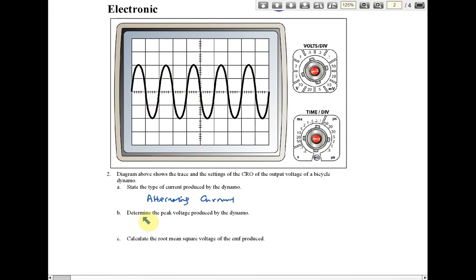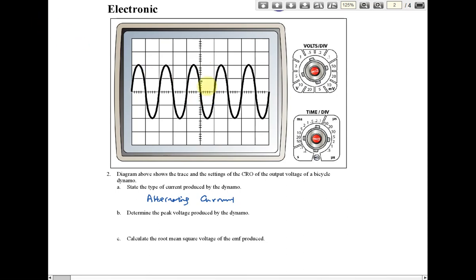B, determine the peak voltage produced by the dynamo. How many volts? The peak voltage? Cindy says 10 volt. Okay, that's correct. You see, the Y gain points to 5 volt per division. Means that here's 0, okay, 5, 10, so the peak voltage is measured from the center here.